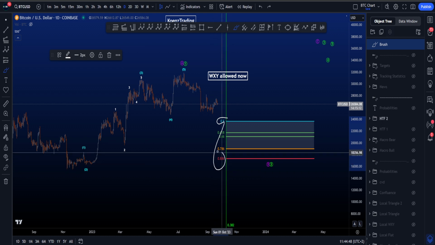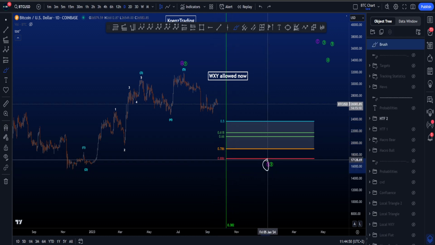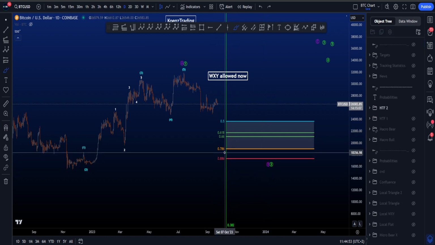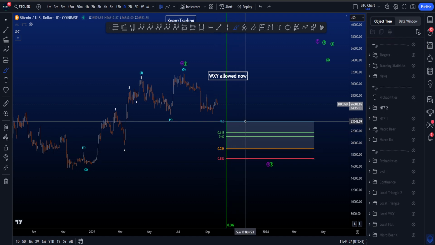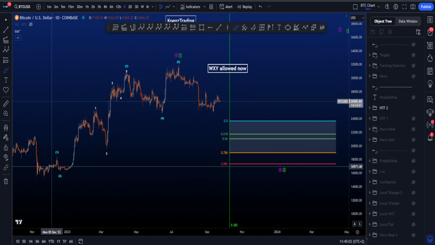The 0.5 to the 0.886 is a target here, because for wave B, the 0.886 is also a target, but most commonly the 0.786 to the 0.5, which is between 23.6K and 18.9K. As you can see, the move to the upside is counted a little bit differently.